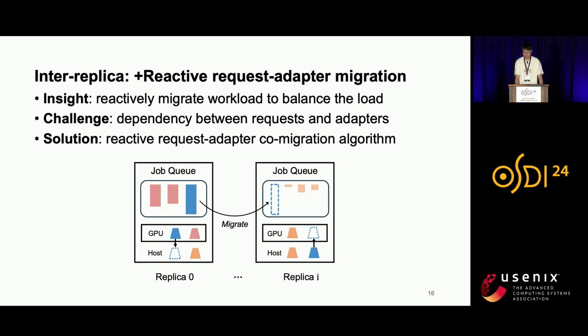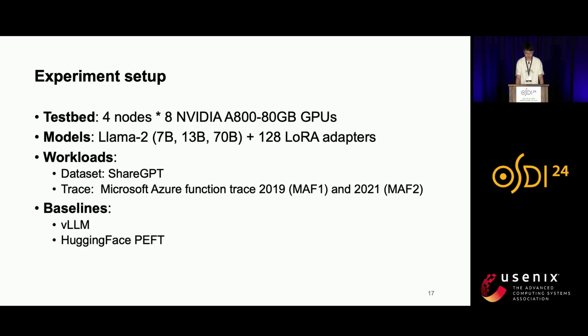to balance the load. Unlike ordinary load balancing, in the LoRA scenario, we must consider both the LoRA adapters and requests, as well as their interdependencies. To tackle this problem, we propose a reactive request-adapter co-migration algorithm, modeling the migration problem as an integer linear programming problem, ILP, with certain optimizations. This enables dynamic migration between replicas. And please refer to the paper for more details.